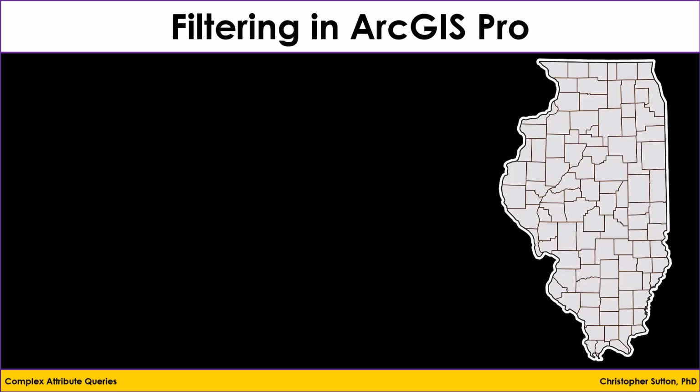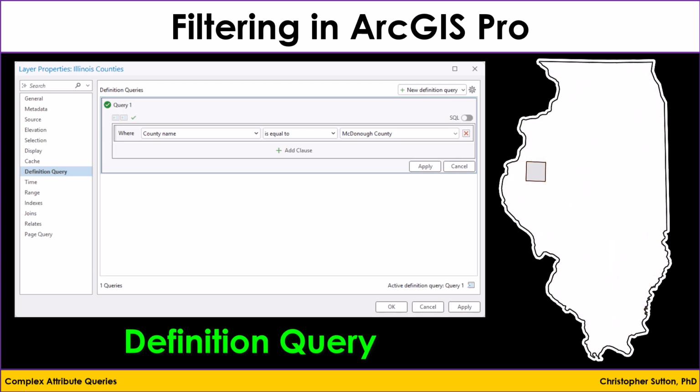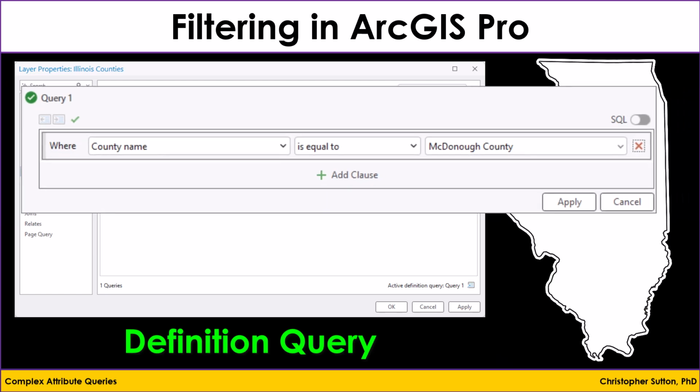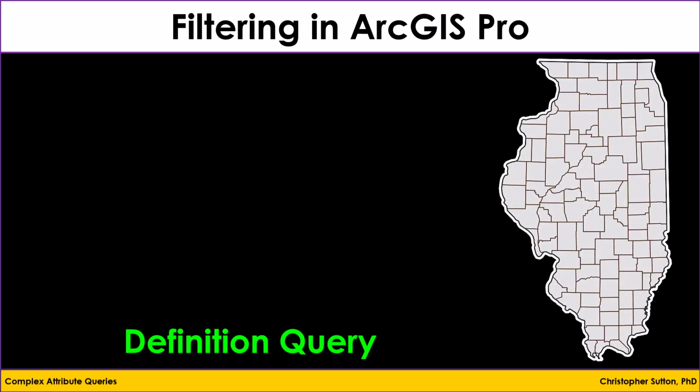In ArcGIS Pro, we achieve filtering using definition queries. Definition queries are found in the layer properties. We create an expression and only the features that meet the conditions of the expression are displayed. In this example, we created a definition query where the county name was equal to McDonough County, and therefore only McDonough County was displayed in Illinois. To display all of the counties, we simply remove the definition query.